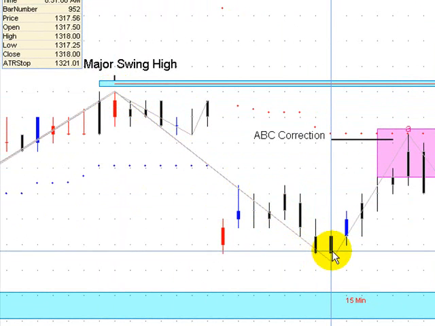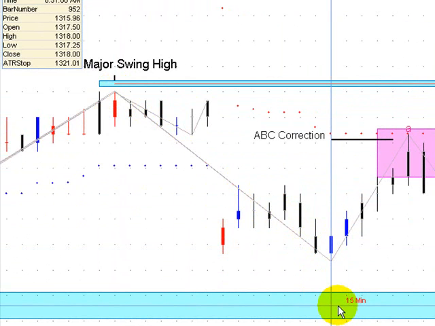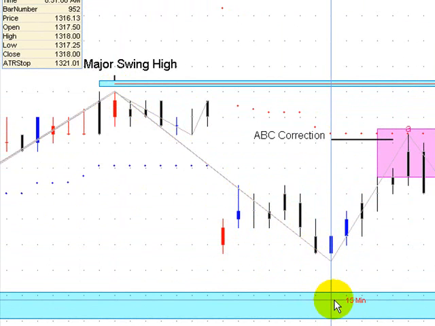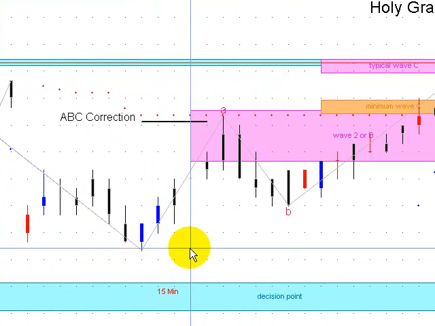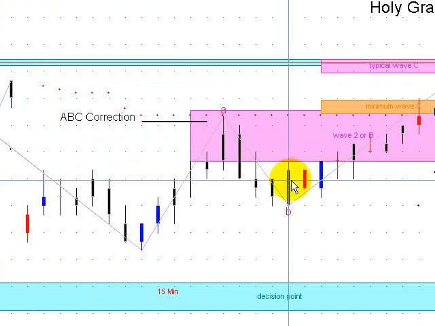We gapped down this morning. It was an inside gap, which we were expecting to fill. And we didn't quite get into the 15-minute DP support here on this gap down, which would have been an area we could have gone long and played the gap fill. Didn't get that, so we had to wait.